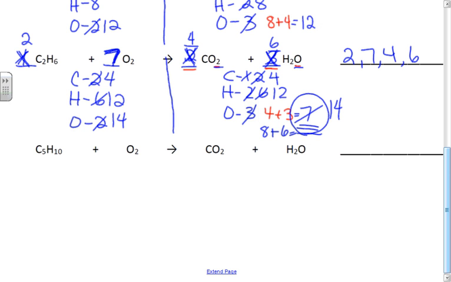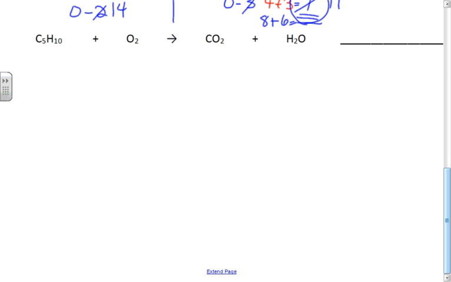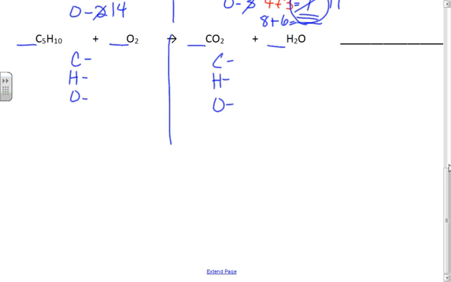Okay, last one. Another combustion. Let's draw our lines. And we're going to list C, H, O. Carbon, we start with 5, hydrogen 10, oxygen 2. On the product side, 1, 2, 3.